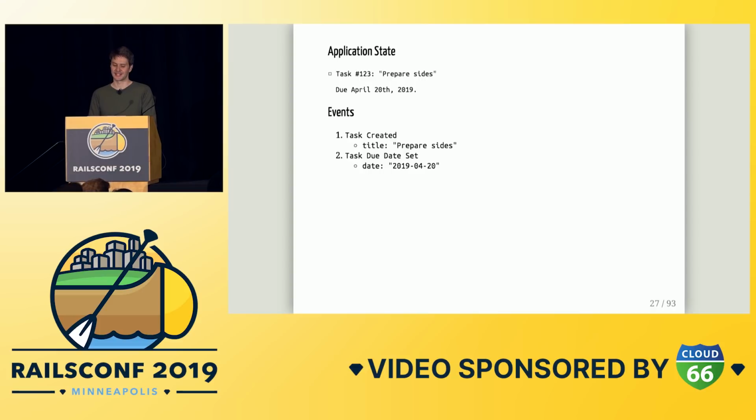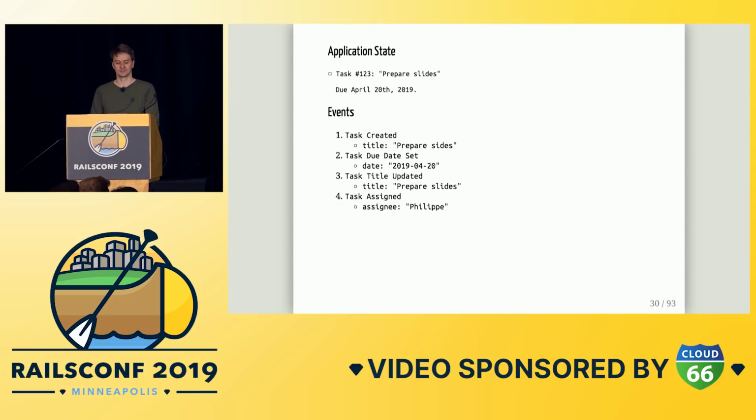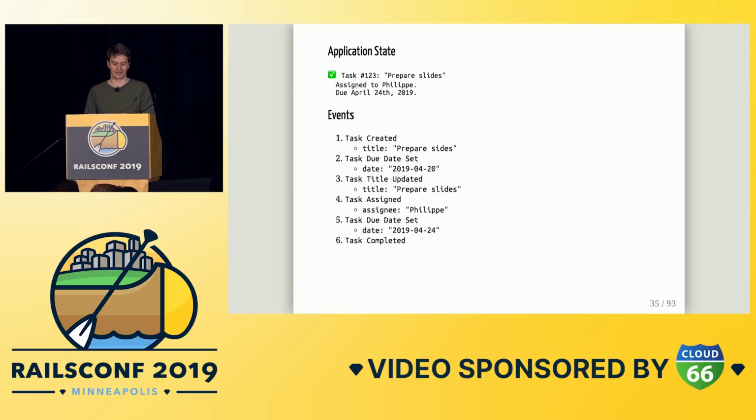Wait a second, it wasn't "prepare sites", it was "prepare slides". So the user goes back and updates the title in the UI. That creates a new event, and we then apply that event to the application state. I'm the one preparing my slides, so I assign the task to myself. That creates a new event that's then applied to the application state. I'm kind of late, so let's change the due date to April 24th and apply that to the application state. And finally, as of this morning, my slides are finished. I can mark the task as completed and apply that to the application state.